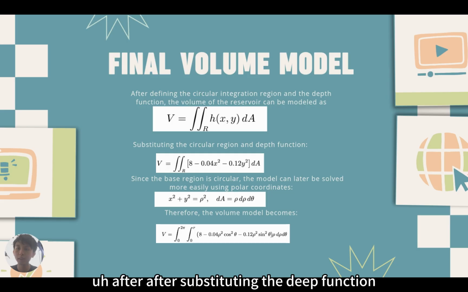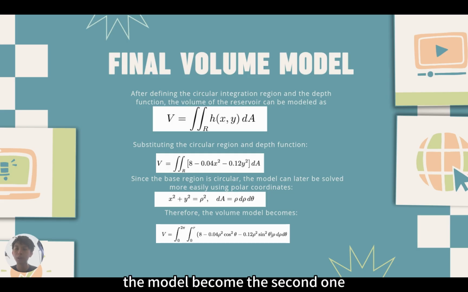After substituting the depth function, the model becomes the second one. Because the base region is circular, we can use polar coordinates, the third one. So the final volume model can be written as the last one.